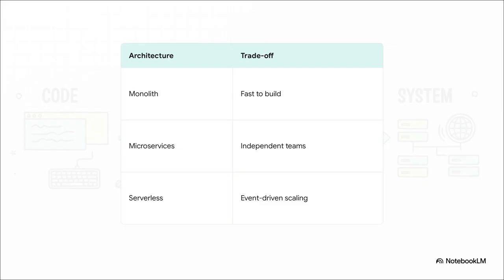This layer is entirely about system design and making the right trade-offs. Building a monolith is incredibly fast and great for getting a startup off the ground. Microservices, on the other hand, empower large enterprises to give independent teams true ownership over different functional pieces of the app. And serverless, that offers brilliant event-driven scaling. So it's all about picking the right architectural trade-off for your specific business workflows.